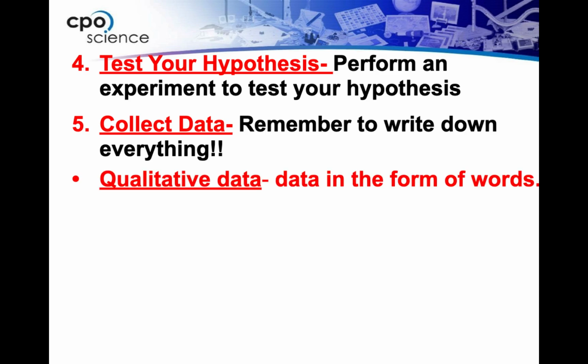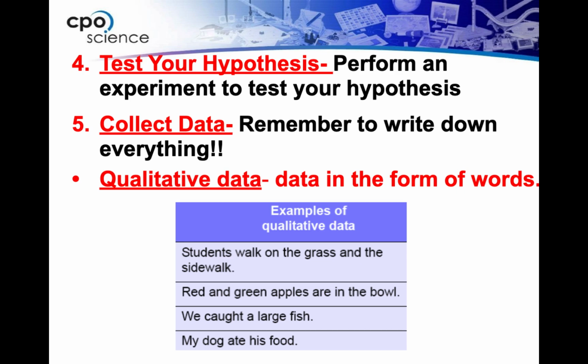Now, when we collect data, there are different types of data we can collect. If we collect data in the form of words, we call that qualitative data. So data in the form of words is qualitative. Here are some examples of qualitative data. Let's say Sam just says students walk on the grass and the sidewalk. Maybe going off on some other experiments: red and green apples are in a bowl. We caught a large fish. My dog ate his food. You notice those are all in the form of words. I don't have any numbers attached to them. I'm just noticing something's happening. That is all qualitative data is, data in the form of words.